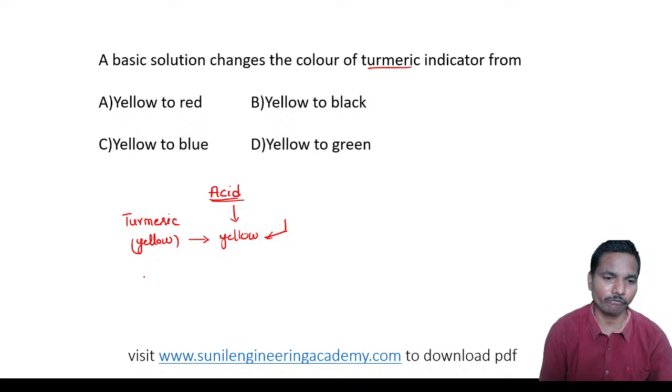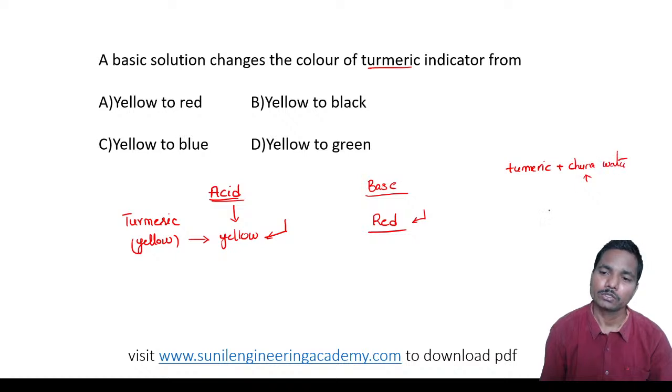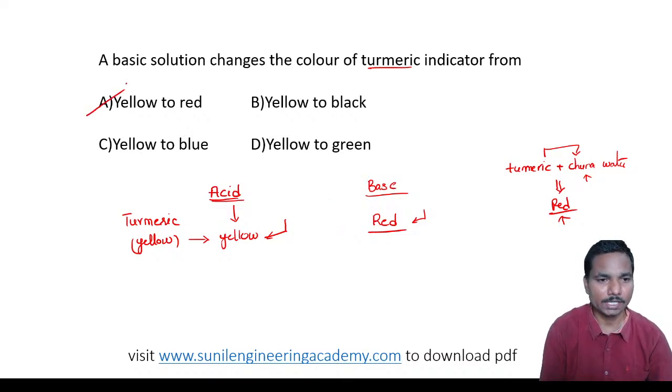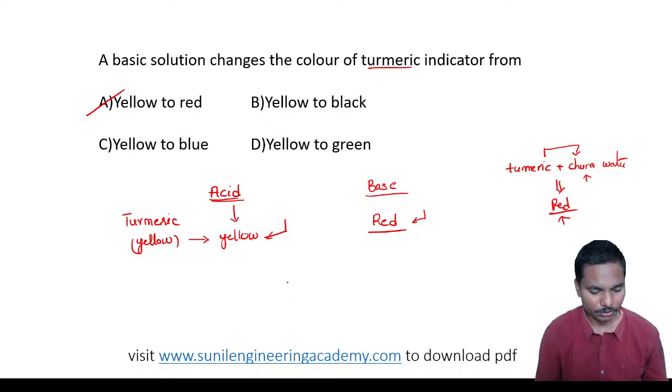But in case of base, how will it change? It becomes red color. If you add some turmeric to chuna water, chuna, you know very well, is white color, if you add these two, then you will get a red color. If you want, you can do the experiment. So that means yellow to red. Yellow to red means the answer is option A.